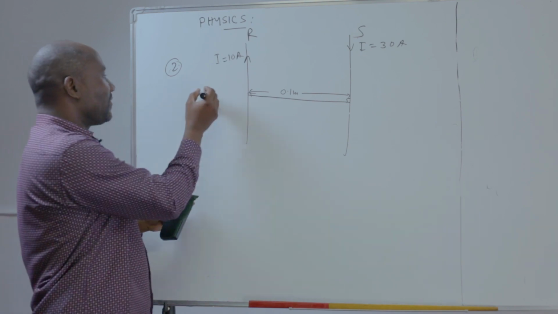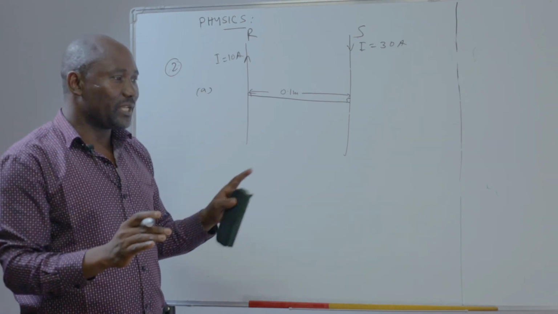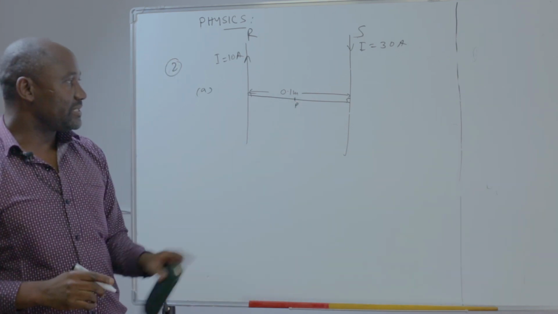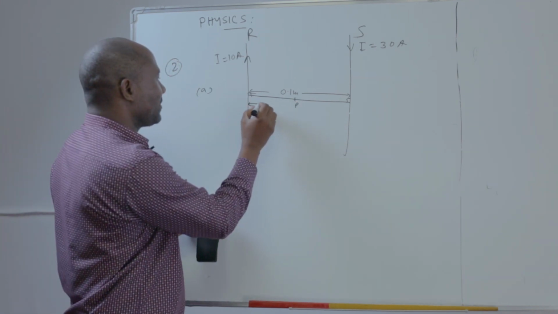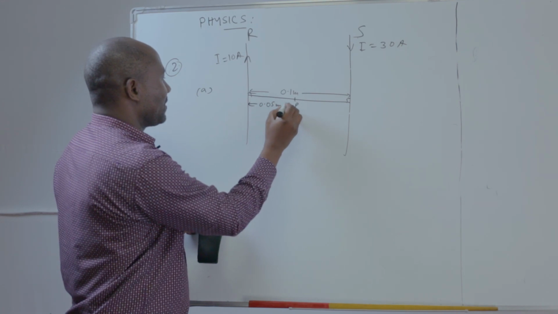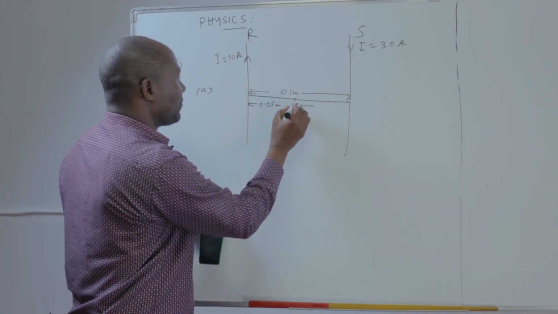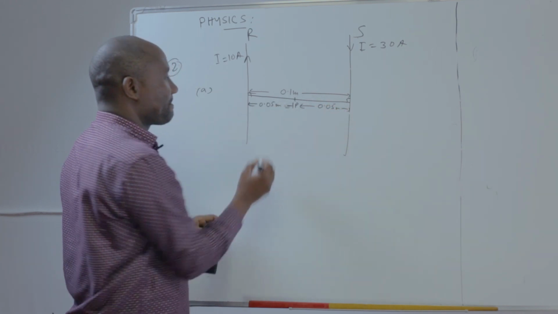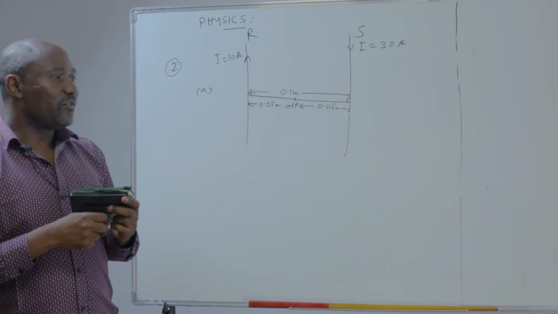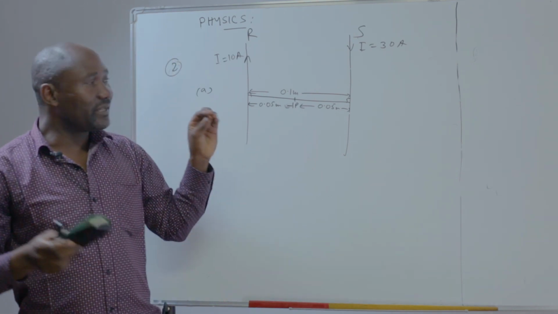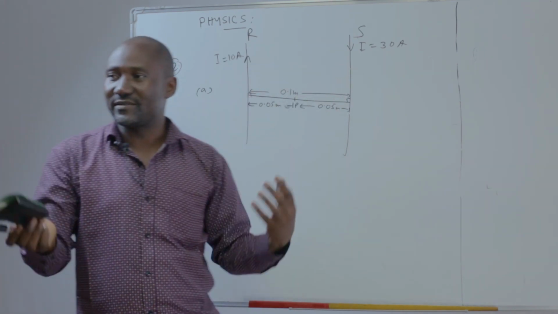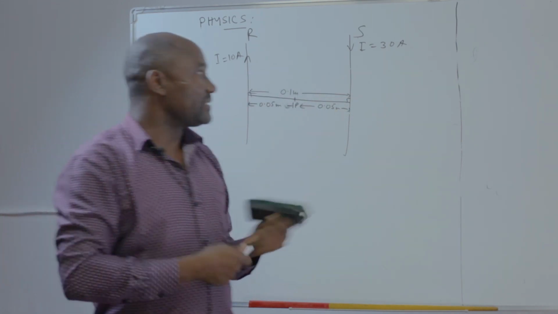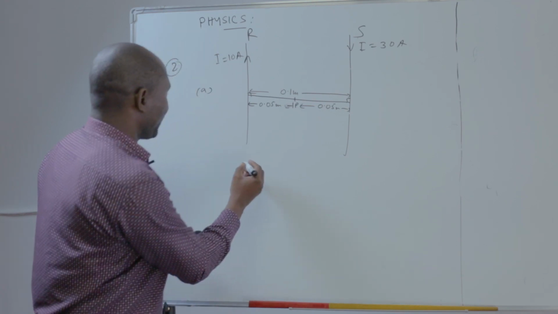Part A, you are told to find the magnetic flux density midway, somewhere here. This is our P. This is 0.05, and that one is 0.05 from here. So you're looking for the total magnetic field, because you have the magnetic field because of the 2 wires, R and S. Okay, let's find the magnetic flux density.